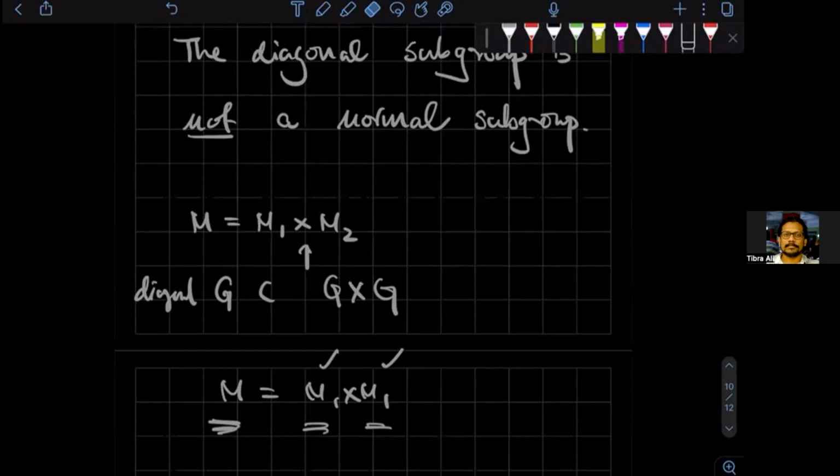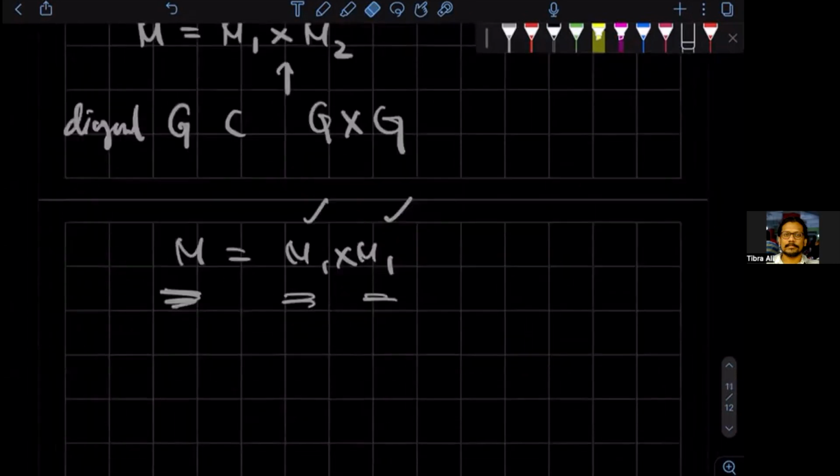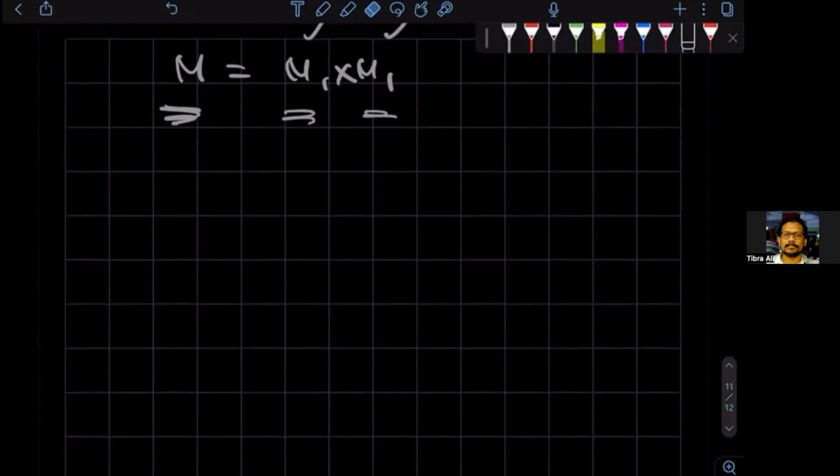Right, so let me move on to the next definition, which is very useful and very interesting: conjugate elements. This is something we will use a lot, this definition.